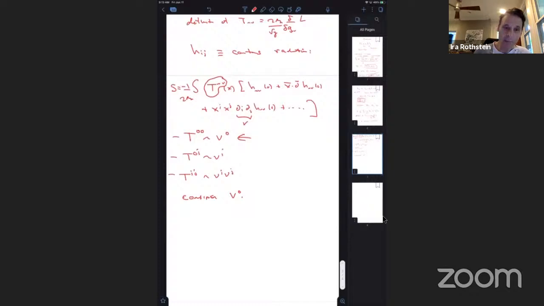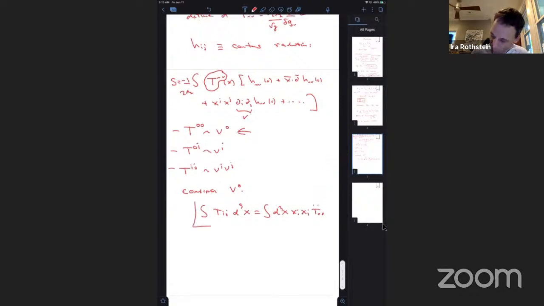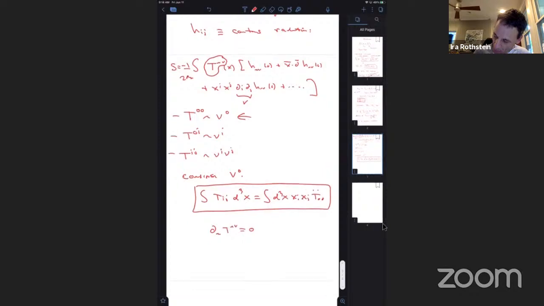Okay, so now I'm going to prove the following statement. I'm going to prove that the integral of Tij d3x is equal to the integral of d3x xi xj T00 double dot. Okay, so how am I going to prove this? I'm going to use the fact that d mu T mu nu is equal to 0.